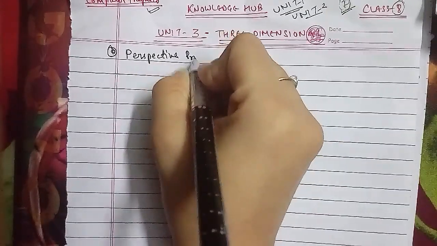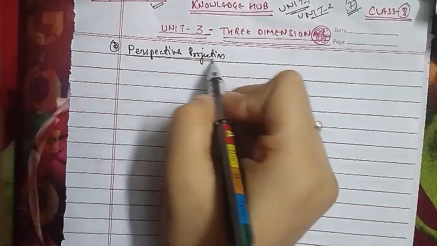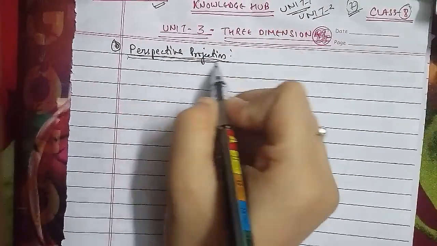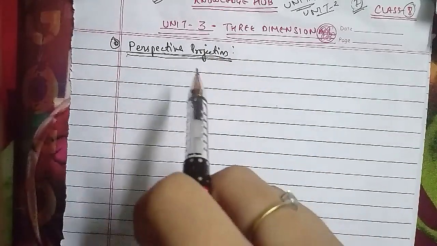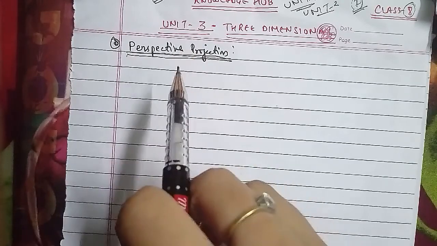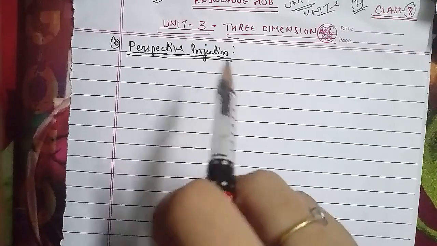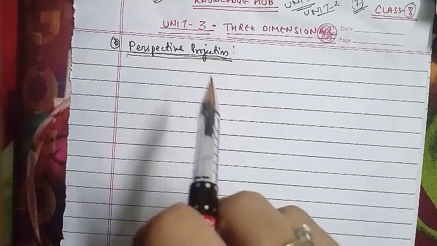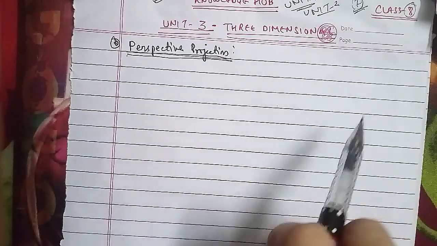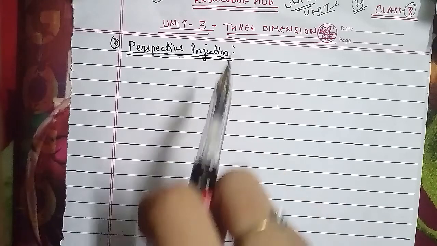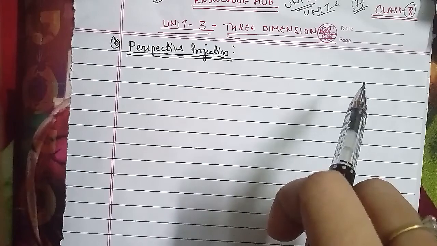Perspective projection. In a perspective projection, object positions are transformed to the view plane along lines that converge to a point called the projection reference point, that is the center of projection here. When we have a viewpoint and the projection reference, the lines from P1 and P2 go towards it and converge at a point, that is the projection reference point.